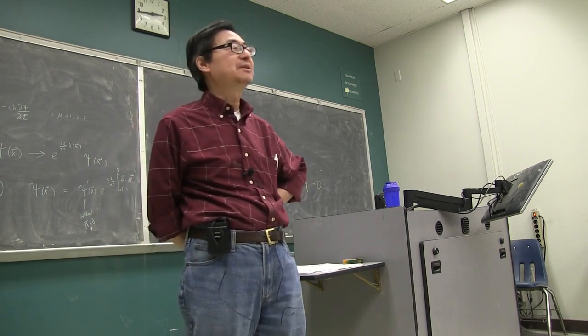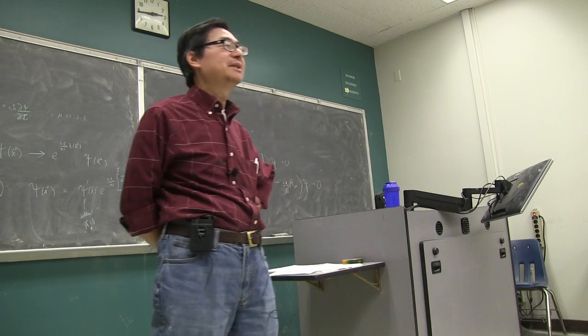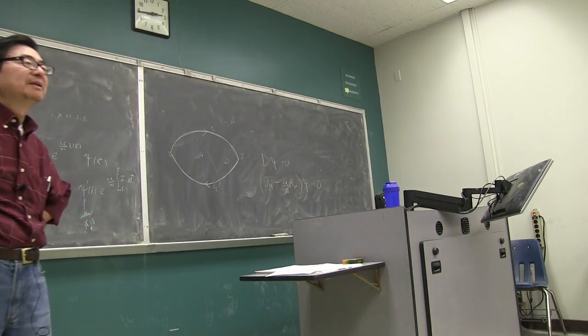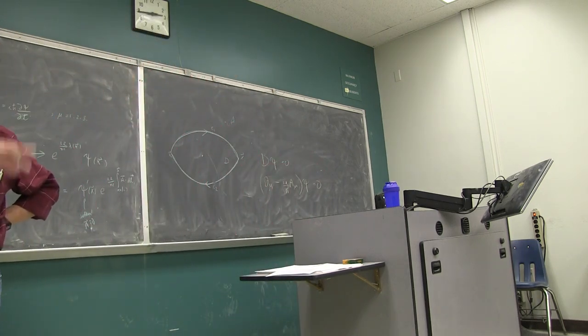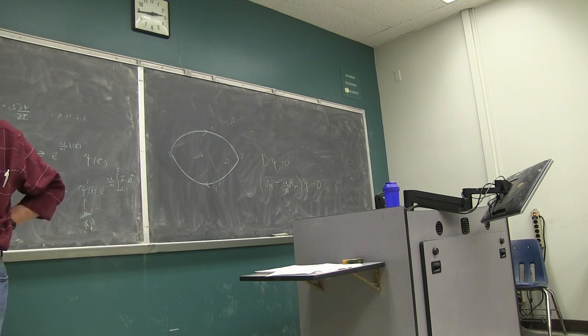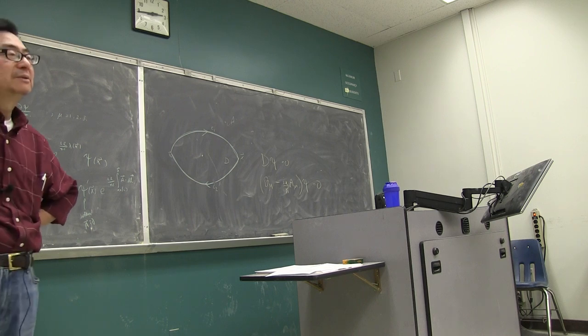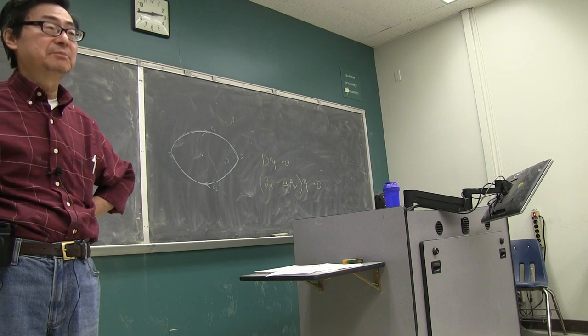A particular element is e to the i theta. The theta can be anything. When you let theta go from 0 to 2 pi, e to the i theta is like the circle on the complex plane. So U1 is the group that transforms the fiber elements.